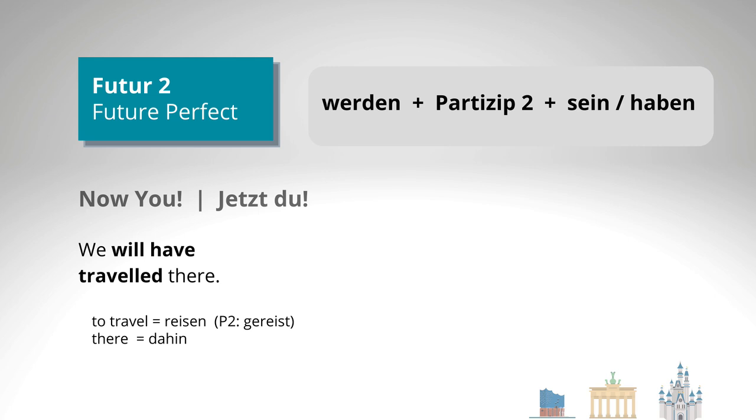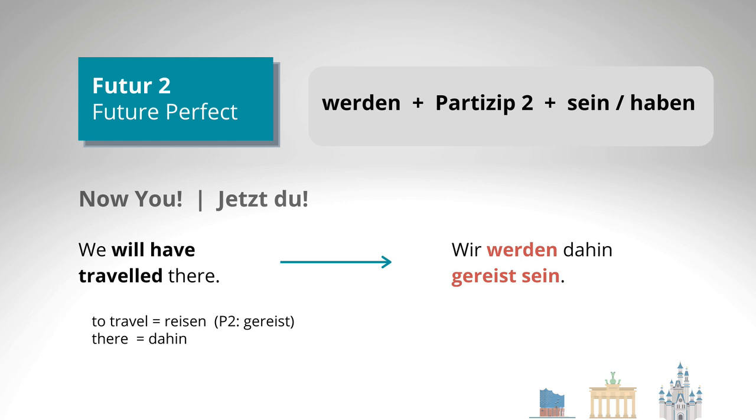The German term for to travel is reisen, and its Partizip 2 is gereist. Gereist. And there, in this case, can be translated with dahin. Dahin. So with that in mind, if you like, you can pause the video and try translating this sentence on your own. The correct solution would be wir werden dahin gereist sein. Wir werden dahin gereist sein.